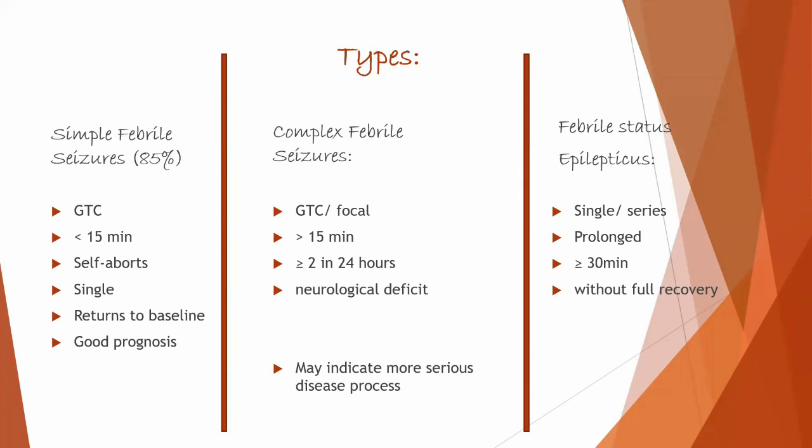And it's important to know that this can progress to febrile status epilepticus, and it may indicate a more serious disease process. So just to note, a complex febrile seizure doesn't have to have all of these criteria. It can have one of them, and that makes it a complex febrile seizure. And then status epilepticus can occur, like I said earlier, if it is a prolonged seizure or if it's recurrent without returning to baseline. And this usually lasts more than 30 minutes.